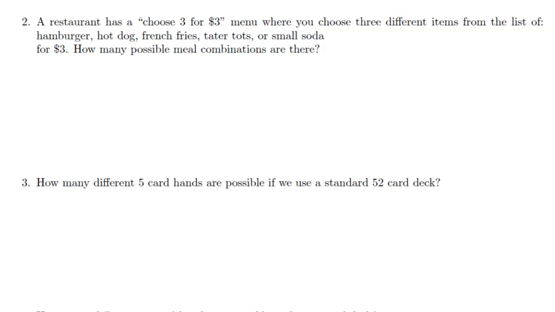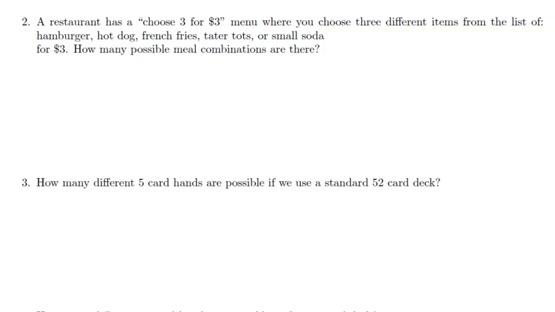On our worksheet for 10.3, and we're on the second question here. So we have a restaurant that has a choose 3 for $3 menu, where you choose 3 different items from the list of hamburger, hot dog, french fries, tater tots, or small soda, and you get all that for $3. We want to know how many possible meal combinations there are.